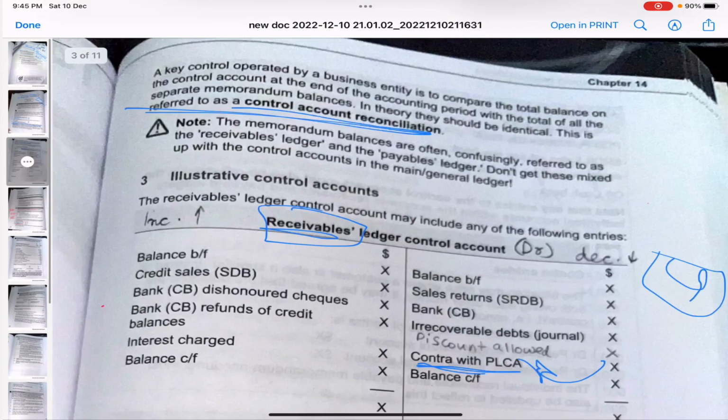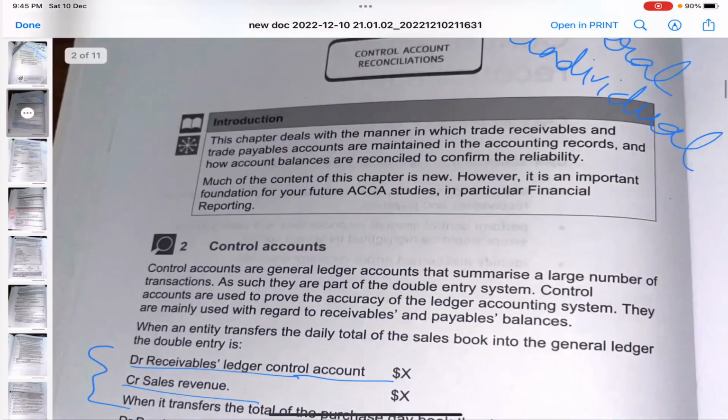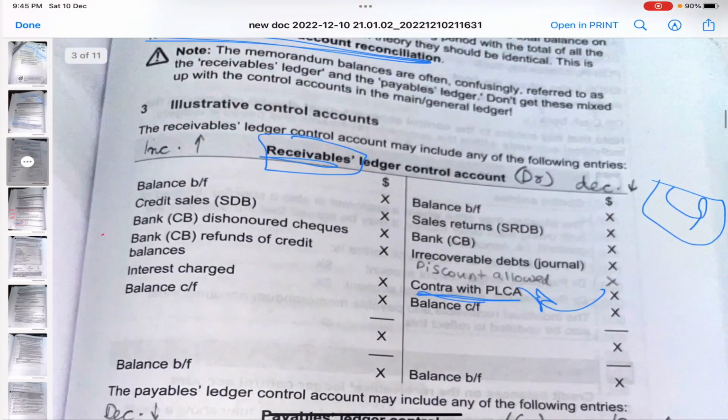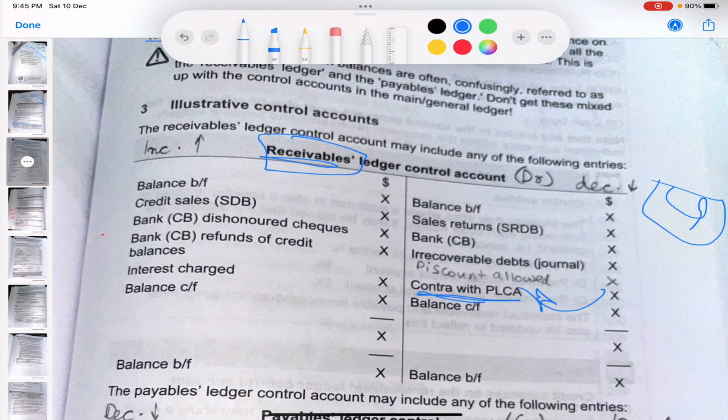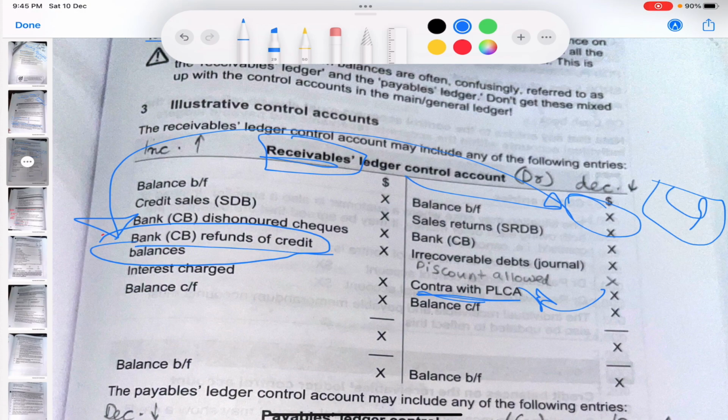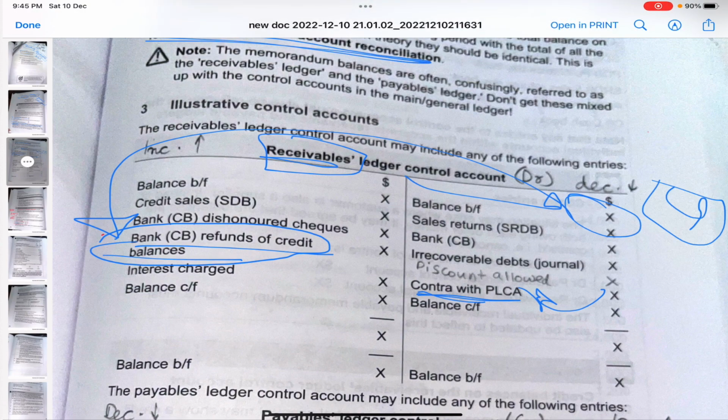Okay, one more thing in the journal entries which we have done. Let me just go back there. Yeah, so we just discussed what bank refunds of credit balance are. Sometimes there will be a credit balance. So since we have to nullify it, we are going to debit it and send it back. This is the journal entry which we saw.